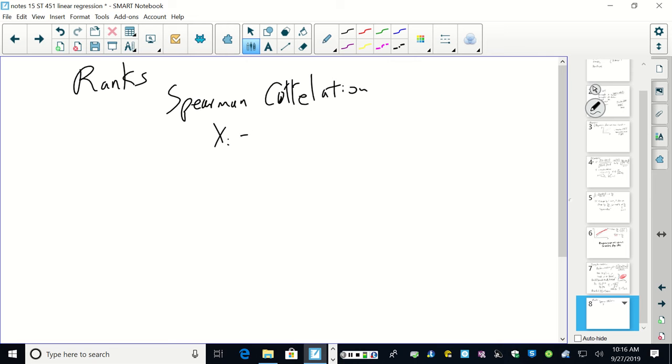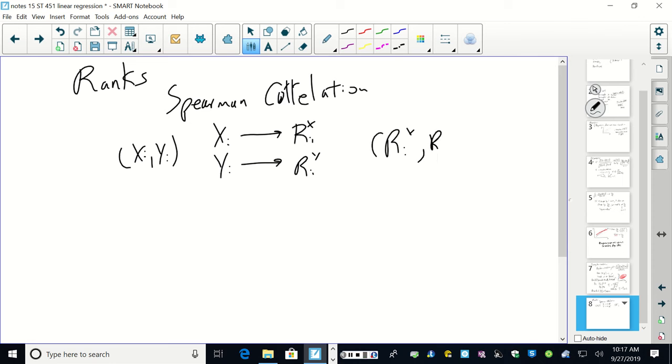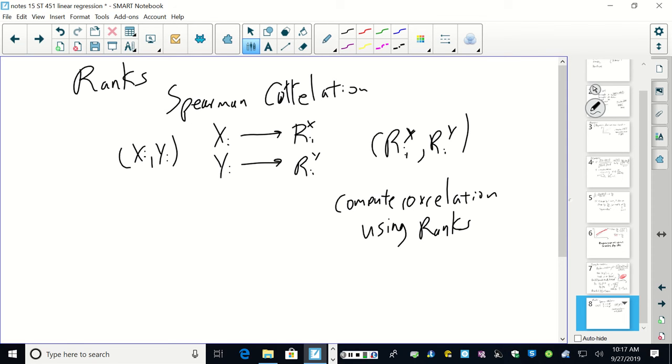The xi's are converted to ranks for the x's, and the yi's are ranked too. So instead of the xi, yi data, you have data that are pairs of ranks. Then we compute the same sample correlation formula using ranks, and do the same t-test that you had before.